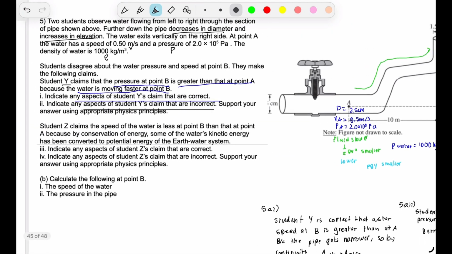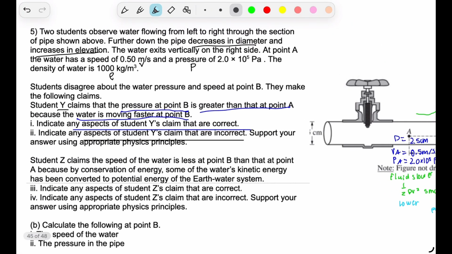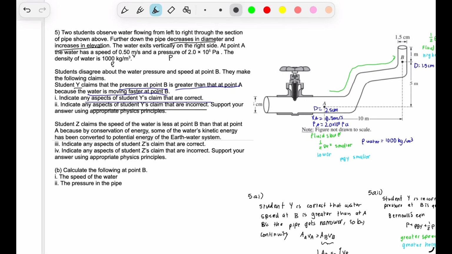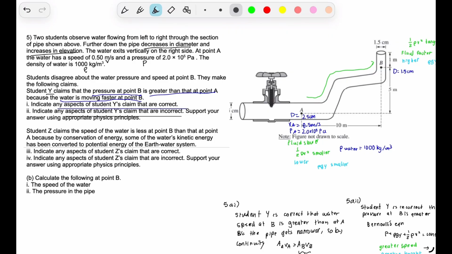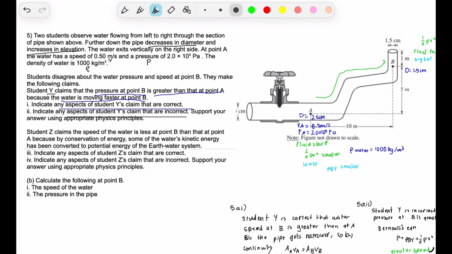Okay, so for question 5, 2 students observe water flowing from left to right through the section of pipe shown above. Further down, the pipe decreases in diameter and increases in elevation. The water exits vertically on the right. At point A, the water has a speed of 0.5 meters per second and a pressure of 2.0 times 10 to the power 5 pascals. The density of water is 1,000 kilograms per meter cubed.